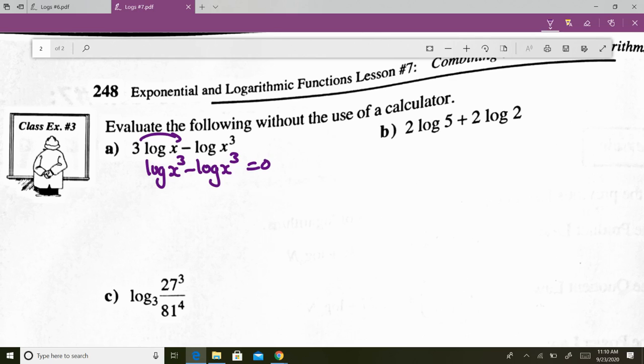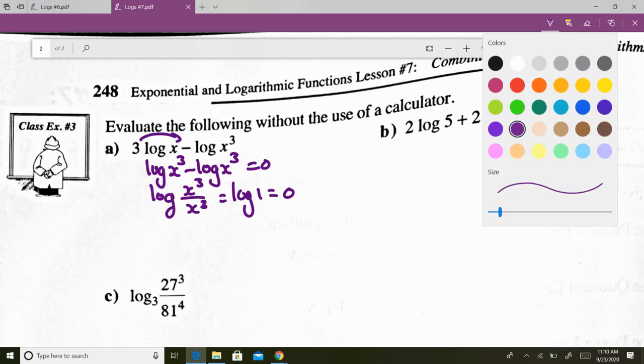If you didn't see that, that's fine, because then what you would do is you would go, okay, log x cubed minus log x cubed. Well, that's the same as log of x cubed over x cubed. Anything divided by itself is what? 1. Log of the number 1 every single time, doesn't matter what the base is, is 0. So you get the same answer.